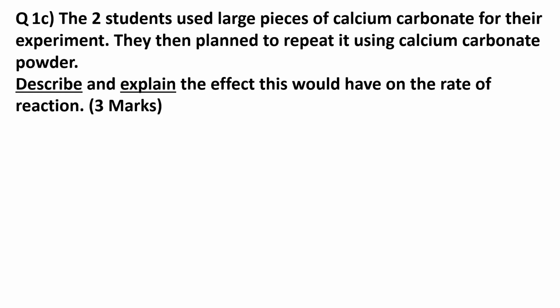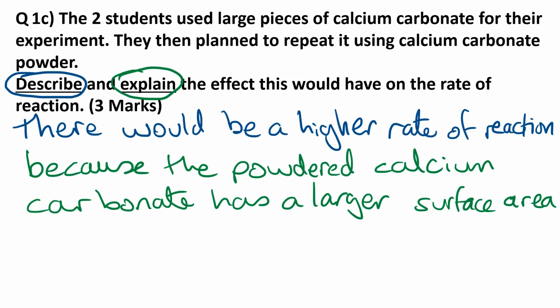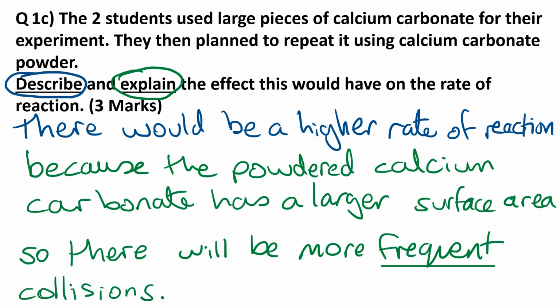Well, those 2 command words that are underlined, the first one, describe, means say what happened. So there would be a higher rate of reaction. Explain means say why it would happen. So we need to talk about particles and collisions. So there'd be a higher rate of reaction because the powdered calcium carbonate has a larger surface area. And that means there would be more frequent collisions.